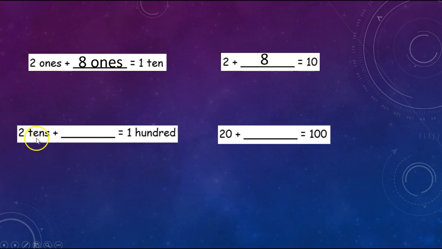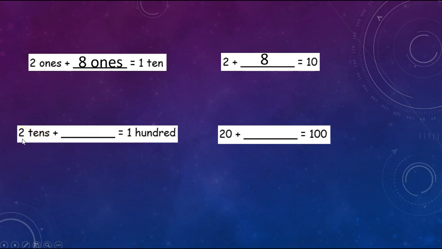Down here we have 2 tens plus how many equals 100. And our number sentence would be 20 plus what equals 100. Now we can use this up here to help us down here, because all we're doing is we're adding a 0 to the end. Do you see how they added a 0 here? Because we're adding tens instead of ones.